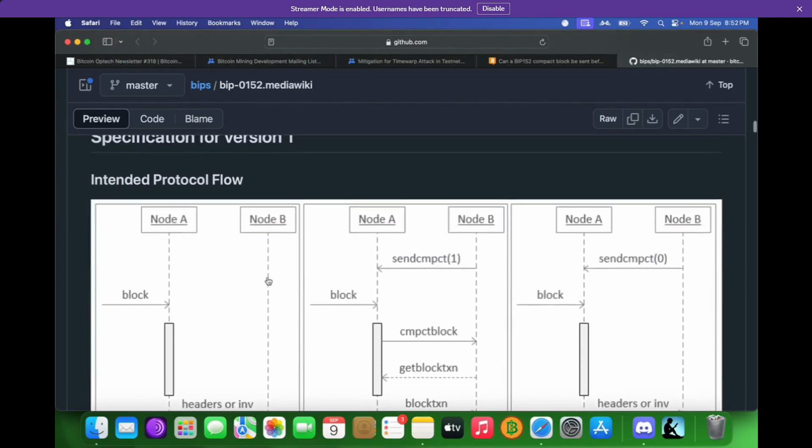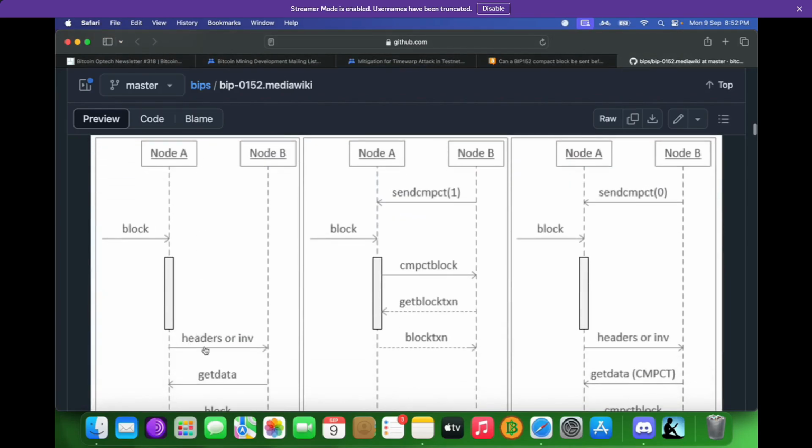So earlier what used to happen is this. Node A sees a block, validates that block, and then sends an inventory message to its peer, node B, saying, hey, I received a block, and I'm sharing information pertaining to that block. Do you have this block or do you not have this block?